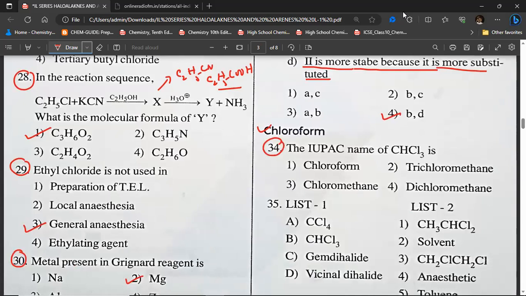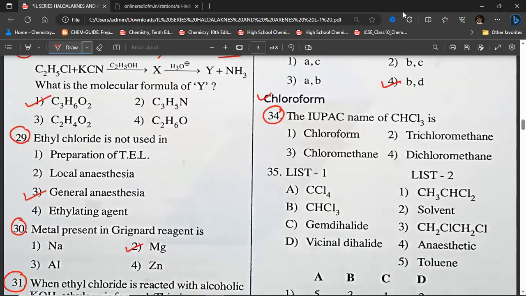34th question. Let us see. The IUPAC name of chloroform: on the same single carbon, we have 3 chlorines. That is said to be trichloromethane. That means the methane derivative trichloromethane is nothing but chloroform. For 34, the second option is the right option. Let us move on to question number 35.